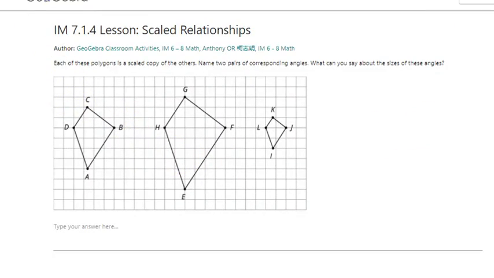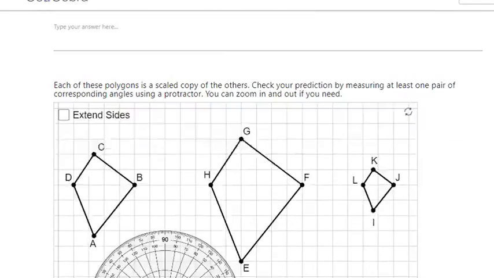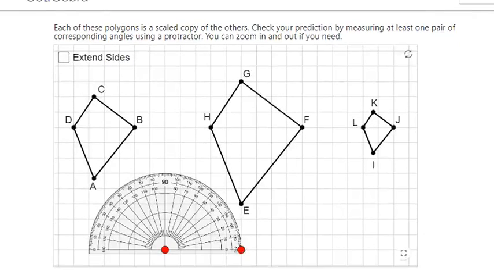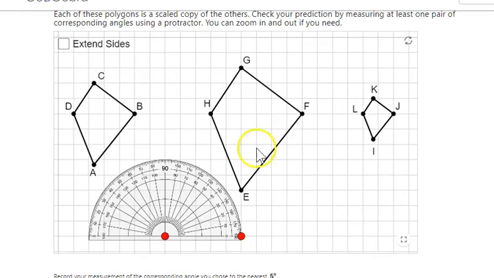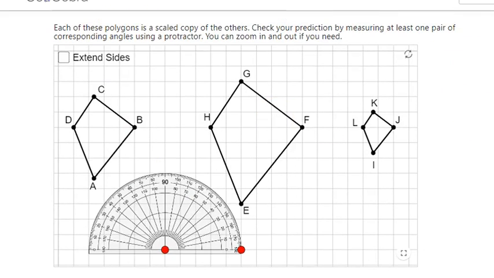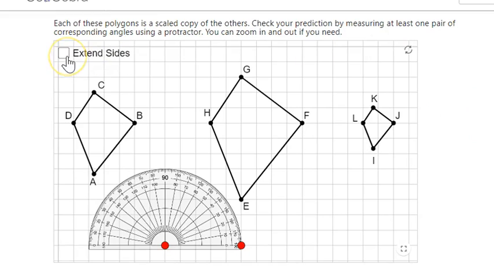So while they appear the same, it's hard to tell for sure until we get something like a protractor. If all of the angles are the same, then they should be scaled copies. So go ahead and test it out for yourself.